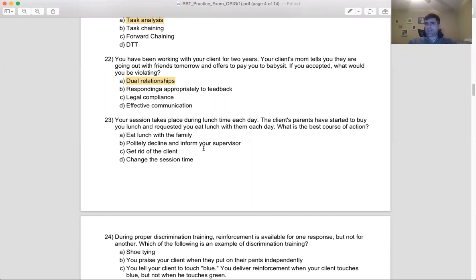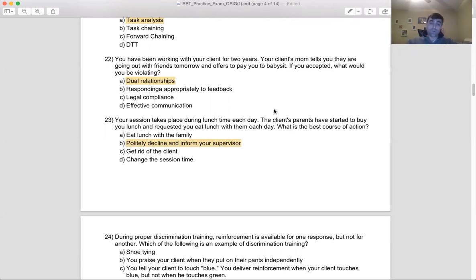C, get rid of the client. No, the client hasn't done anything wrong. Maybe culturally, this is just what you do, right? Or they're just being polite. So there's no reason to get rid of the client, when you can just communicate with them and solve it that way. So C is out. D, change the session time. Again, there's no need to change the session time and change deliveries and all that. The most easy, common sense answer is politely decline and inform your supervisor.